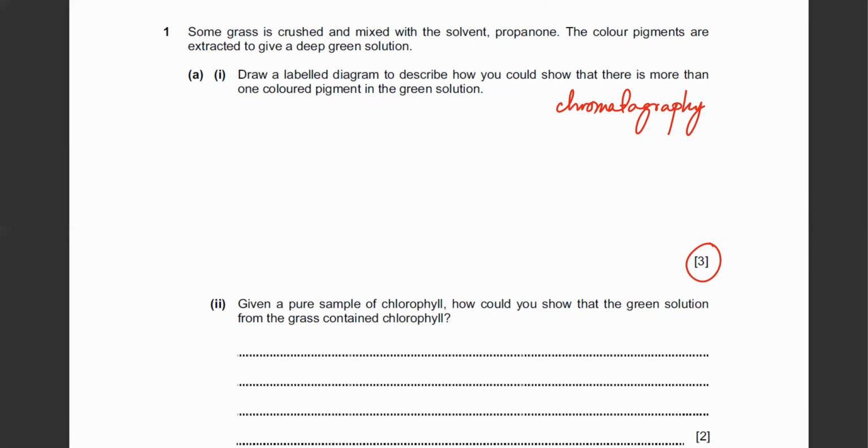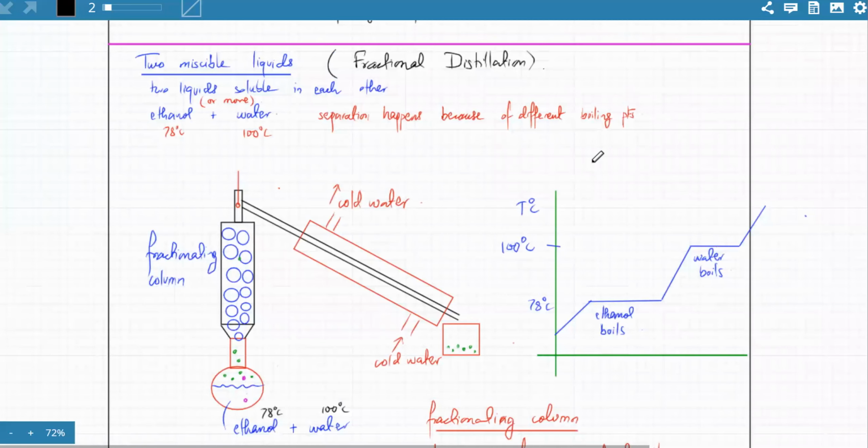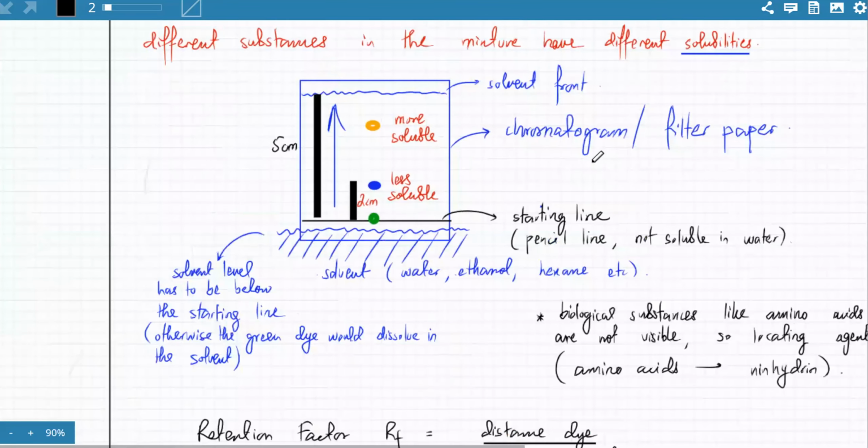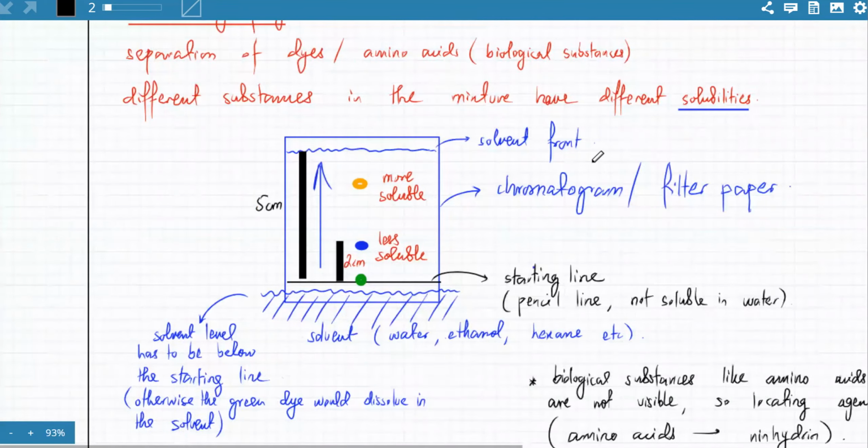We've already done chromatography, which is why you should know how to draw a completely labeled diagram. The things that you're going to show in a chromatography diagram: you're going to show the solvent. There's going to be a starting line that should be drawn with a pencil. This is where you're going to place the spot. The other label is the chromatogram. This paper is a chromatogram. There's going to be a solvent front, which would be at the top.